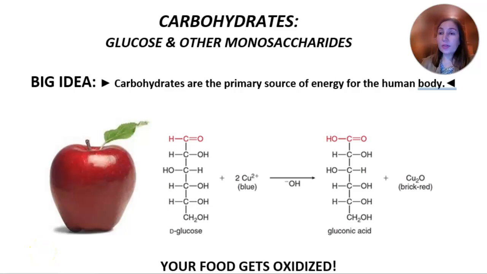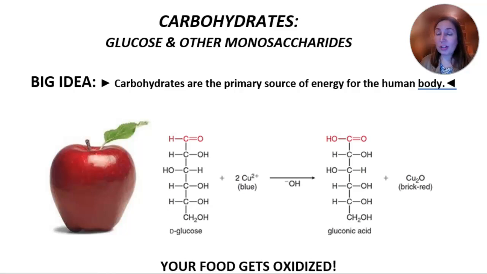This video will introduce carbohydrates and review some organic oxidation as well. Carbohydrates include the sugars and starches that we consume every day in our diet. We're going to focus first on glucose and other monosaccharides. But the big idea here is that carbohydrates are the primary source of energy for the human body. And another big idea is that our food gets oxidized and that provides us with energy.